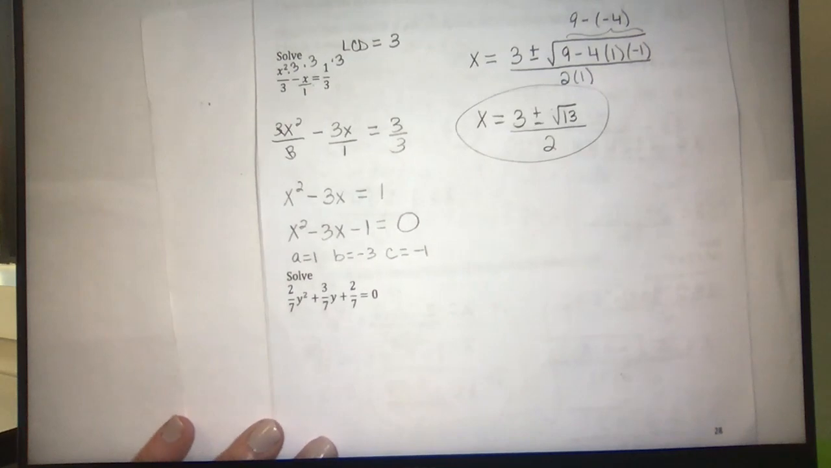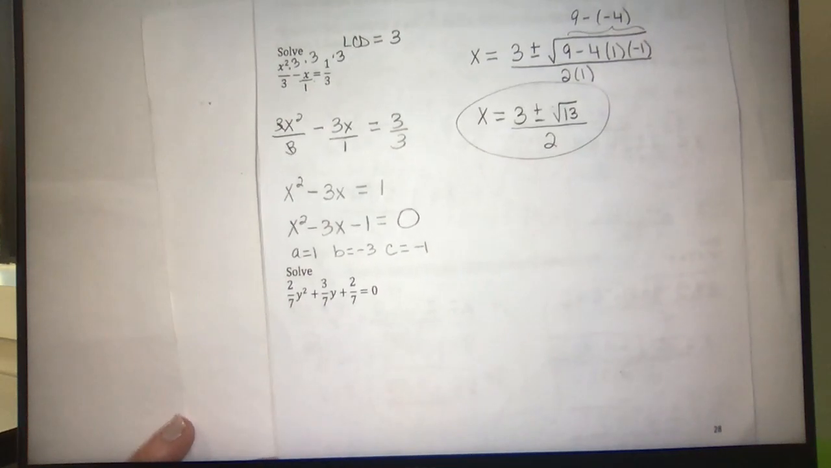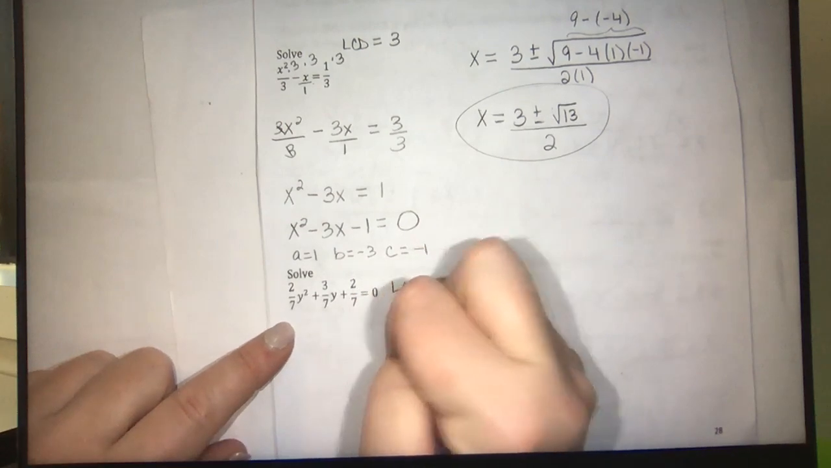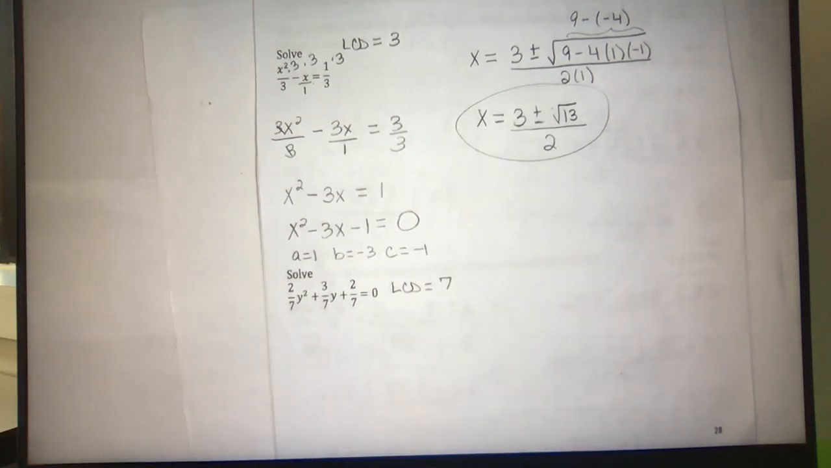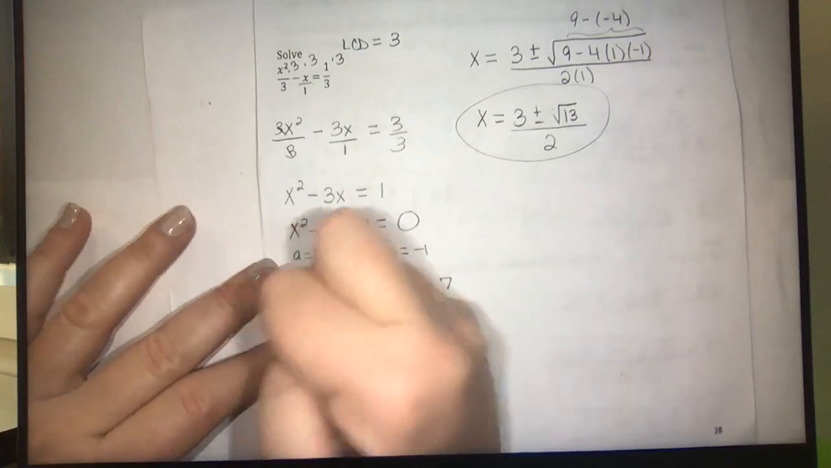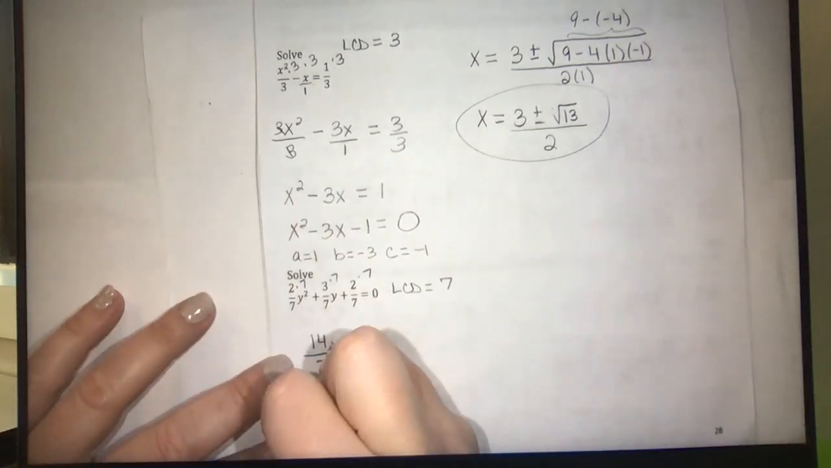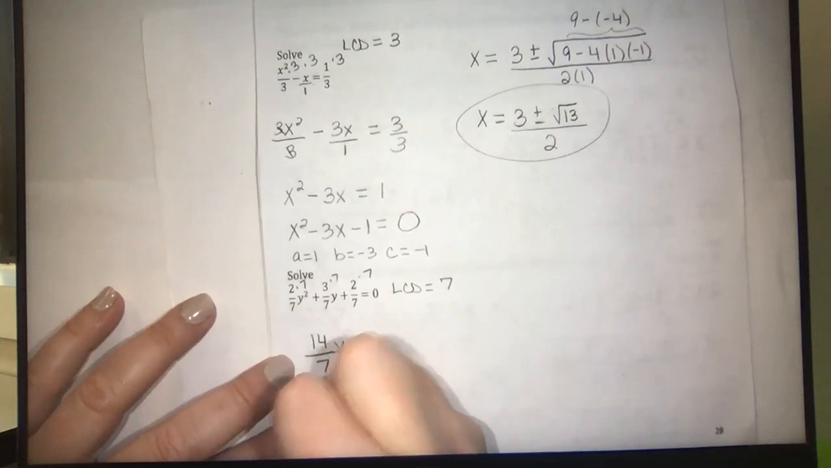Okay, last one. We're going to weasel it in here real quick. Got a bunch of fractions. I'm all on the same side. What's my LCD going to be? Nice little 7, huh? They all have a denominator of 7. We're going to multiply them all by 7. You can go ahead and do it right from the get-go if you want.